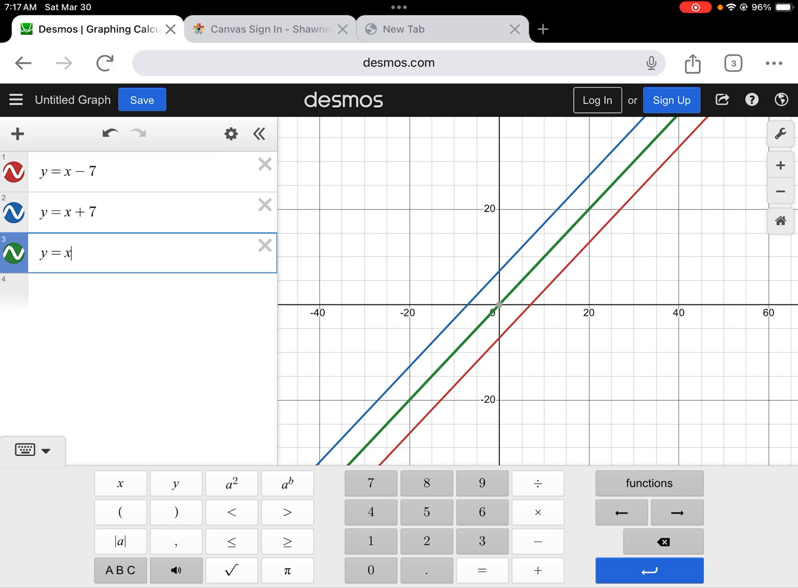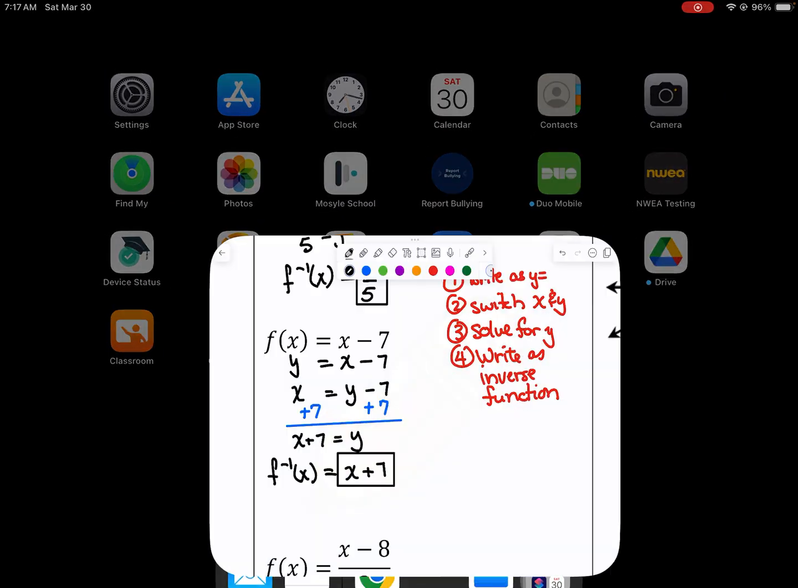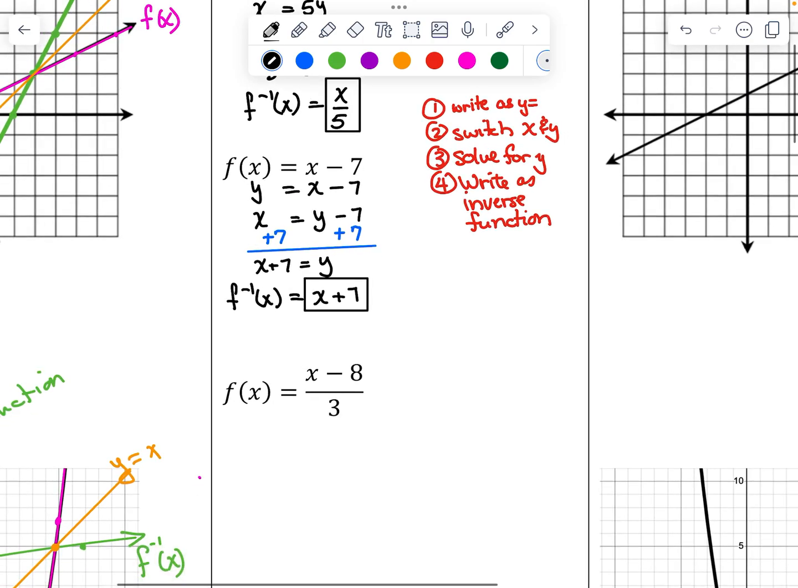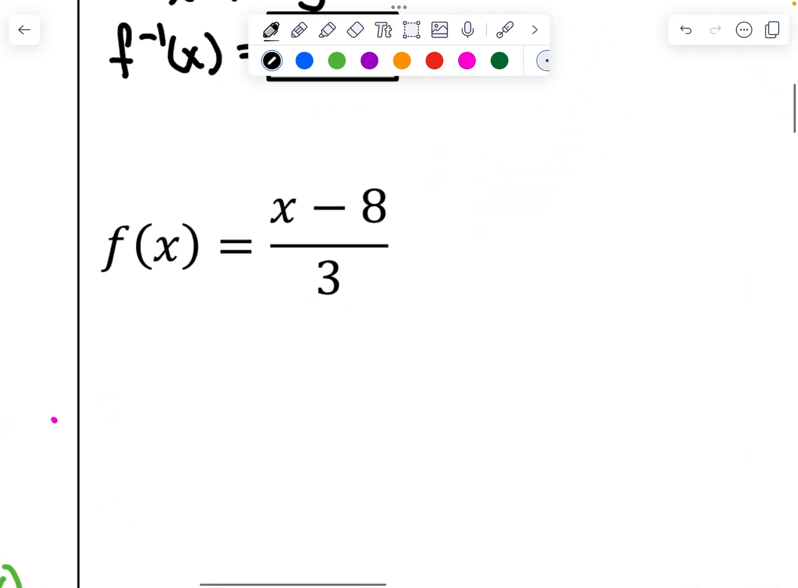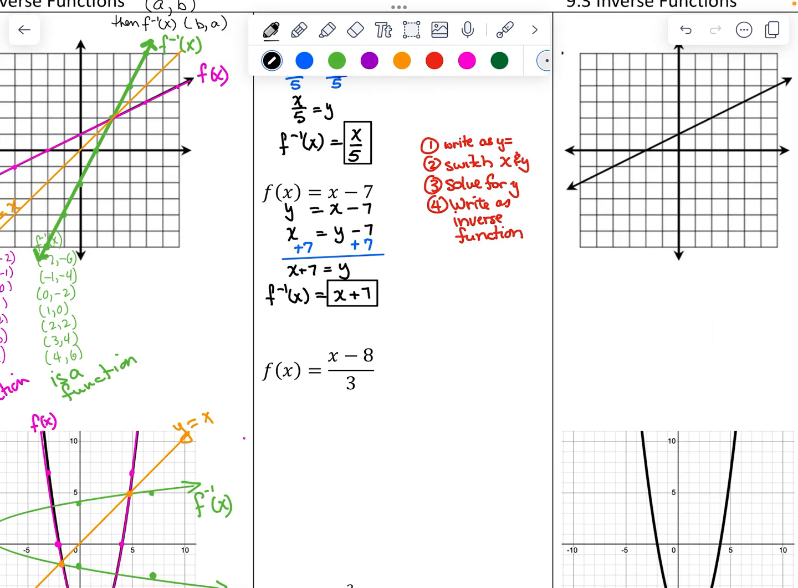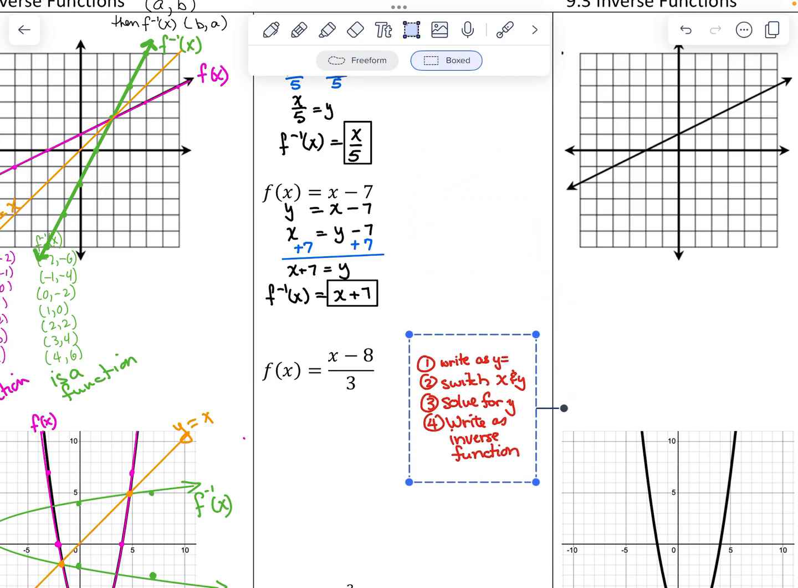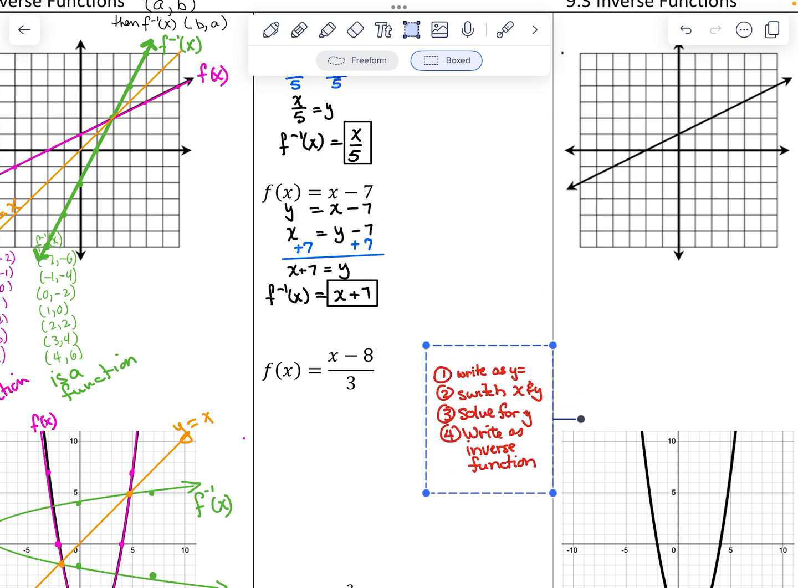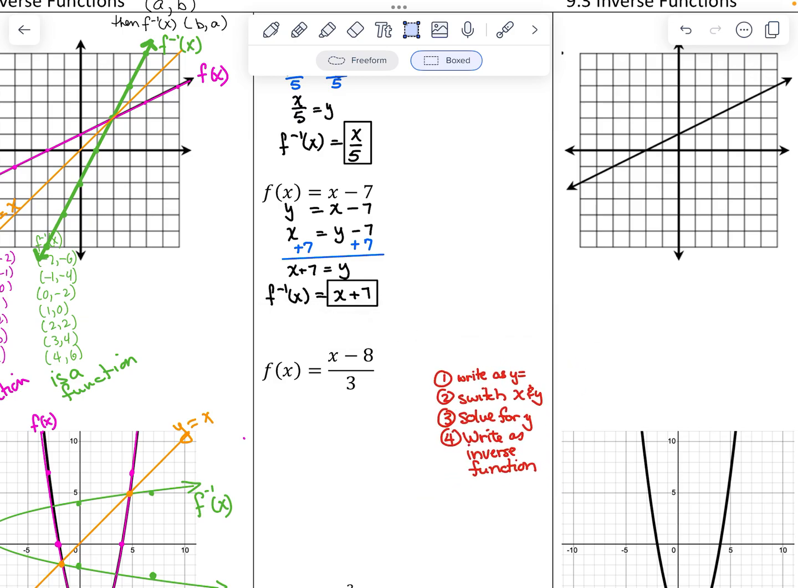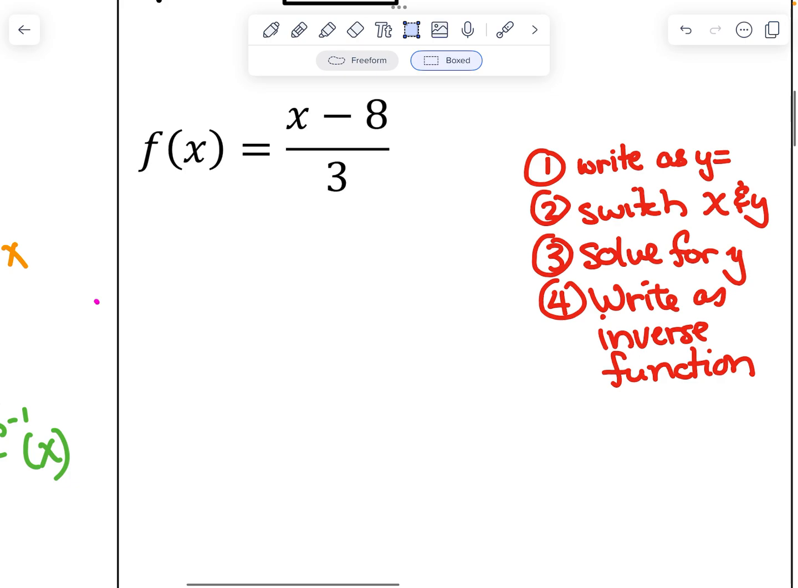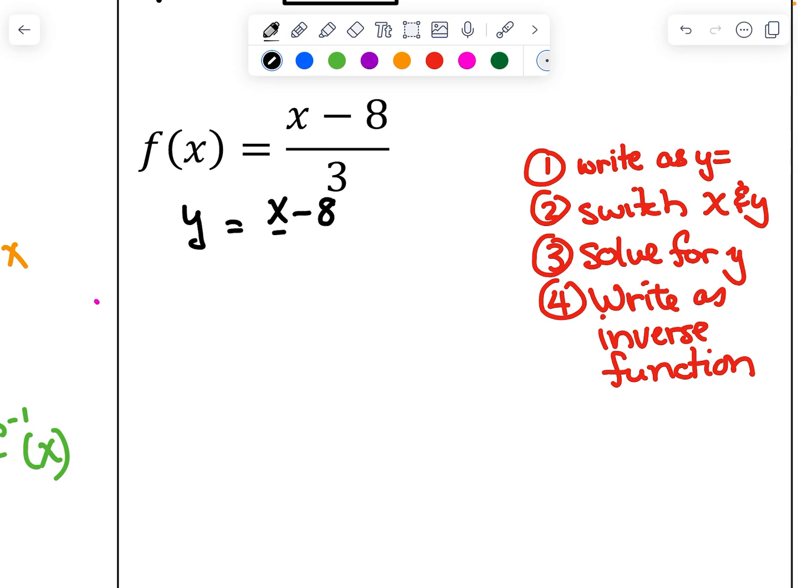Okay. Wish my colors were the same as on my... Okay, here we go. So this one. Let's remember our steps. These are our steps. Okay, so step 1, write as y equals. So we're going to write y equals the fraction x minus 8 divided by 3.